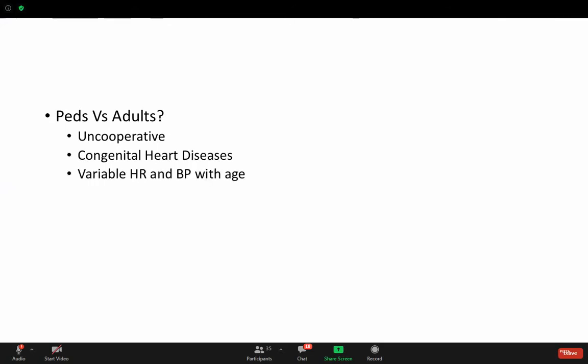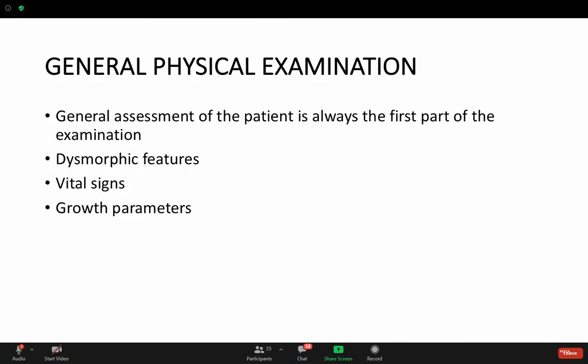So these other things: congenital heart disease, as you said, and variable heart rate and blood pressure with age. Okay.